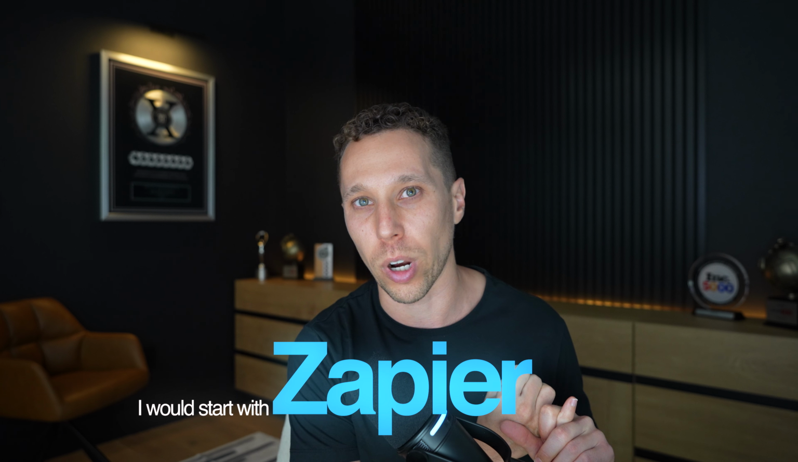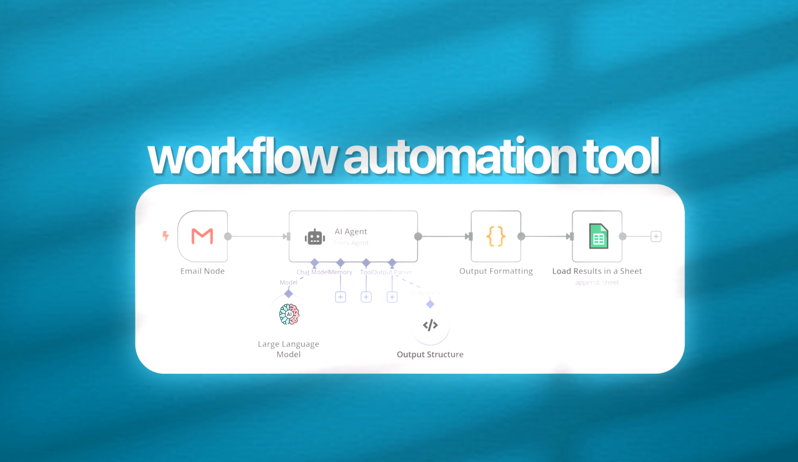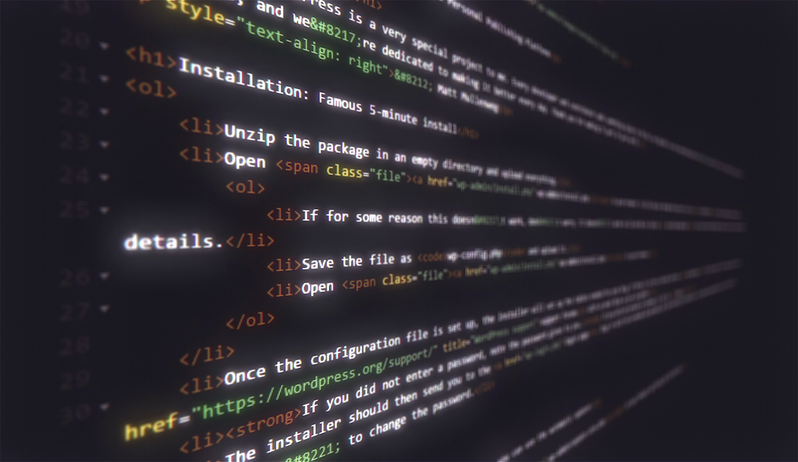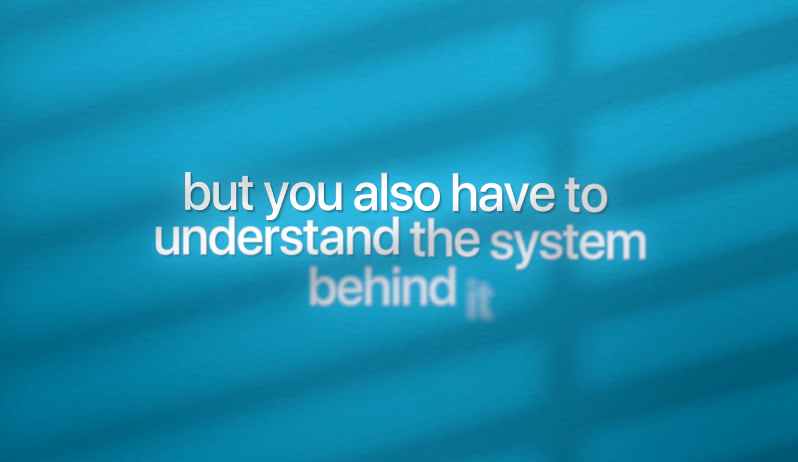Honestly, I would start with Zapier, which I consider beginner. Make is intermediate, and then n8n is advanced when it comes to that type of tool, which is a workflow automation tool. And then when we get into the custom coding, you do need to know more, but you also have to understand the system behind it, the steps that go into it, to actually be successful.